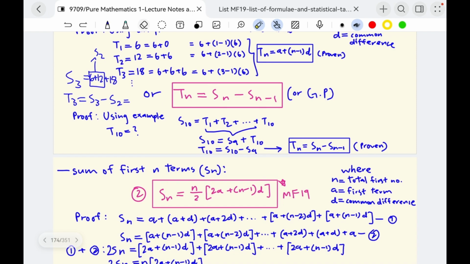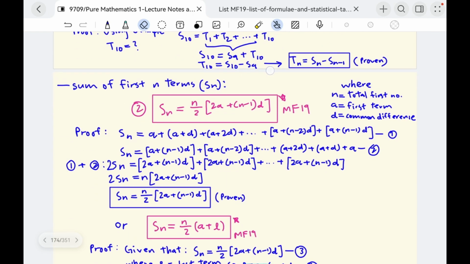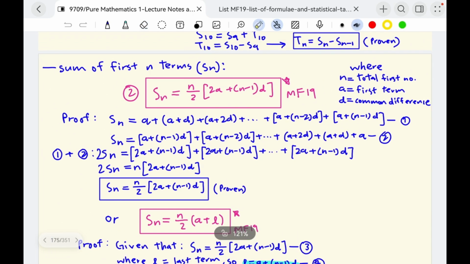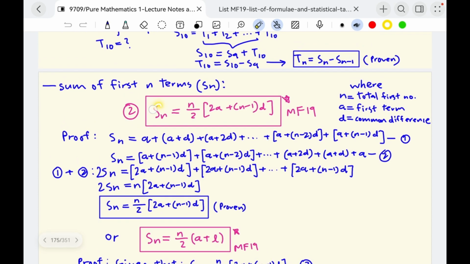Right? So I may erase this away, because this is just for your understanding. Okay, sum of the first n terms. Here is the next formula you should know, which is Sn equals n over 2 times the square bracket of 2a plus bracket of n minus 1 d. So of course, n is the total first n terms. The n means number, where n can be only integers. A is the first term, d is the common difference.